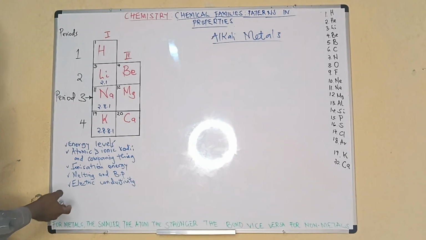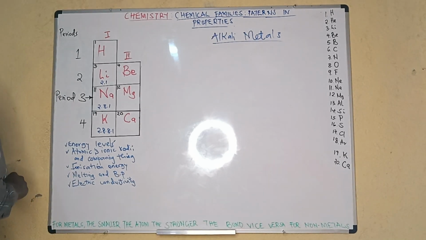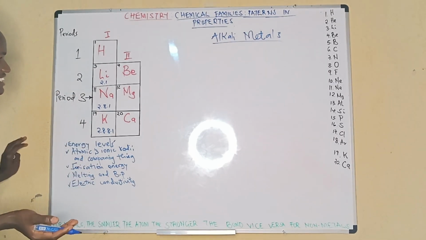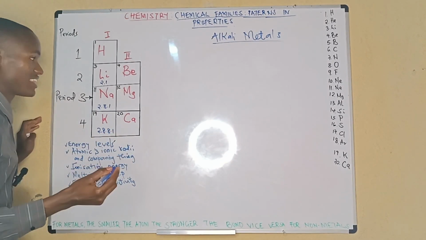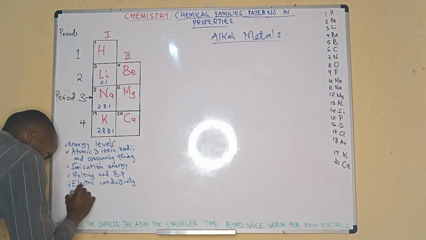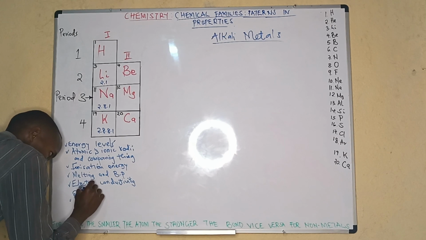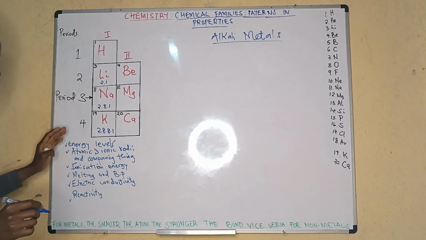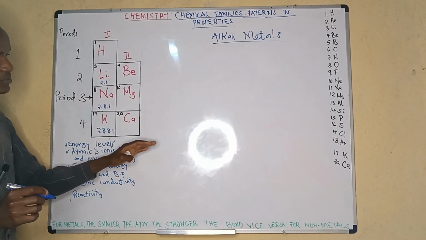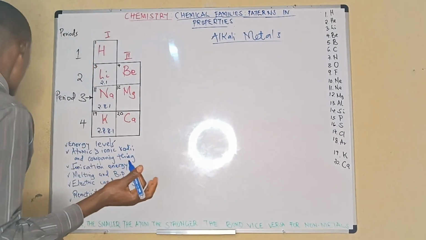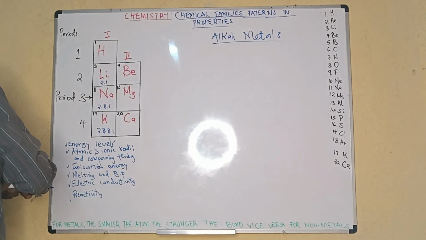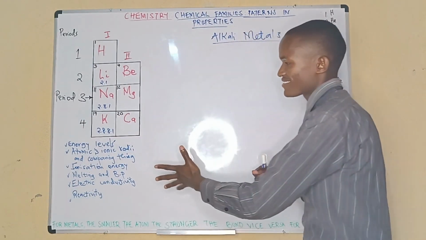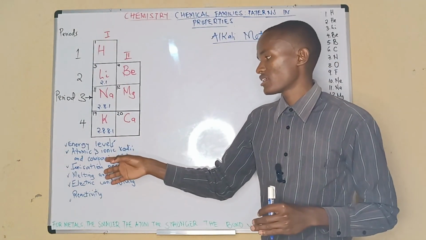Electric conductivity, electricity conductivity, that one. And lastly, their reactivity, how they react, and which is more reactive than the other. Reactivity. These are the properties that we'll be checking for each of those chemical families that we had written here, the 4 of them. Those are the properties that we'll be checking for.